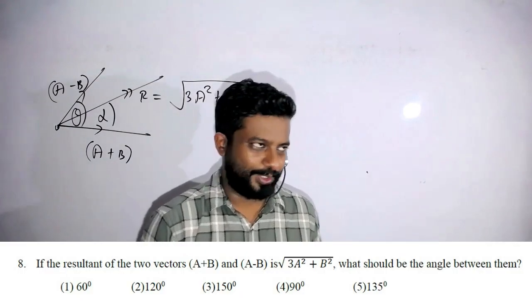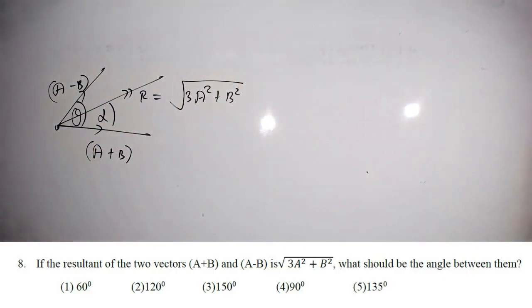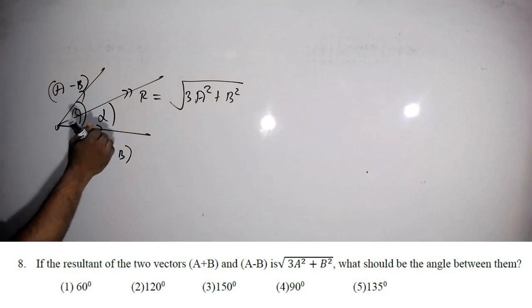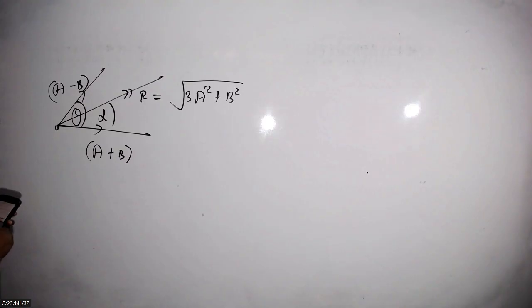Right, පුතේ. Let's see the question number 8. පුතේ මේකත් ඔයාලගේ simplification ability එක check කරන question එකක්, right? They have given the two vectors as a plus b and a minus b. The resultant of the two vectors is root 3a squared plus b squared. Then you need to find the angle between the two vectors, right? What should be the angle between them?